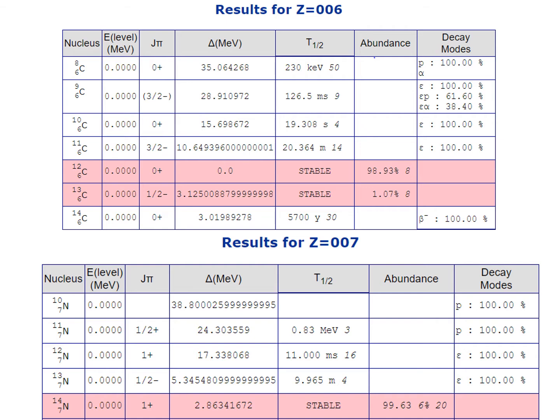So you would select carbon, get the data, select nitrogen, then get your data. And what this would look like is shown here. This is Z of 6, so that's carbon, with the mass excess in MeV shown here, and the nitrogen data, Z of 7, nitrogen-14, shown here. So again, the Q value would be the parent, 3.01989, minus the daughter, 2.86341. And that's how one can calculate the Q value for that specific reaction.